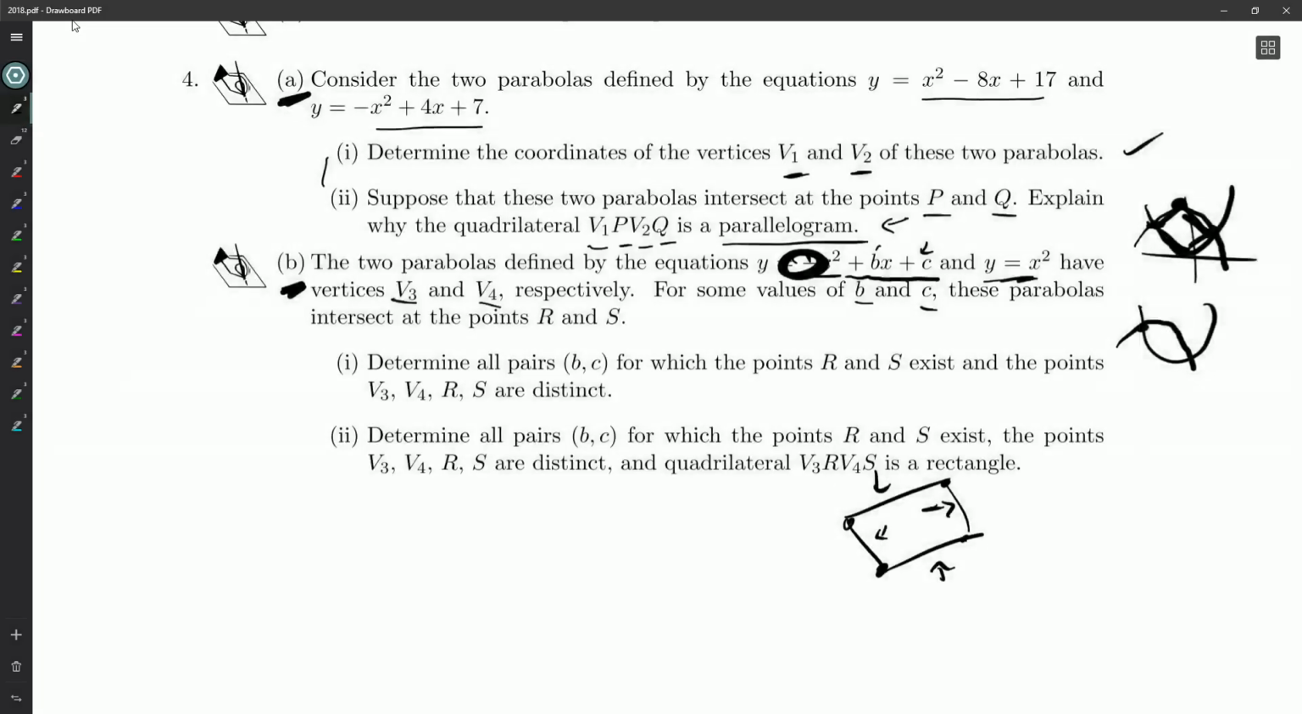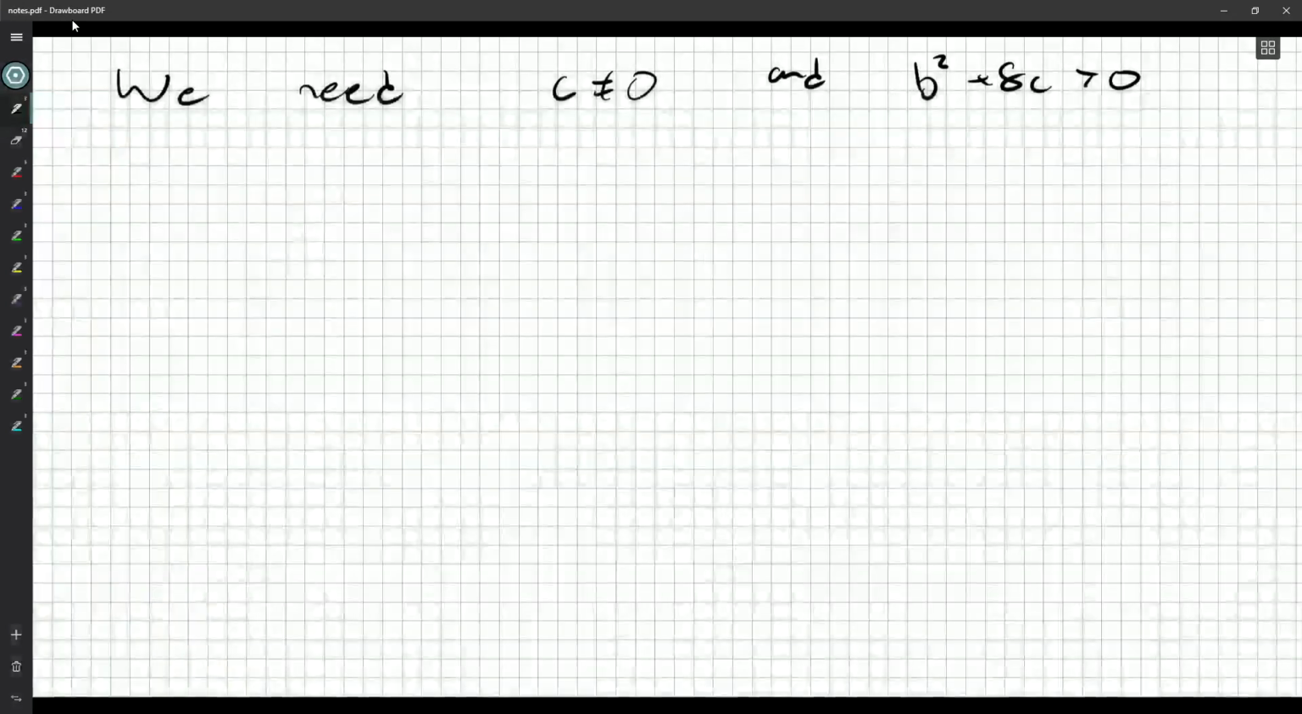So, do they want... Now, then they don't tell me that b and c are integers in any way. They're saying determine all pairs b, c for which these points exist and are distinct. Is it enough just to leave it like that? Because obviously I can't list them all out. So is this the sort of conditions they're looking for? It's a little vague.